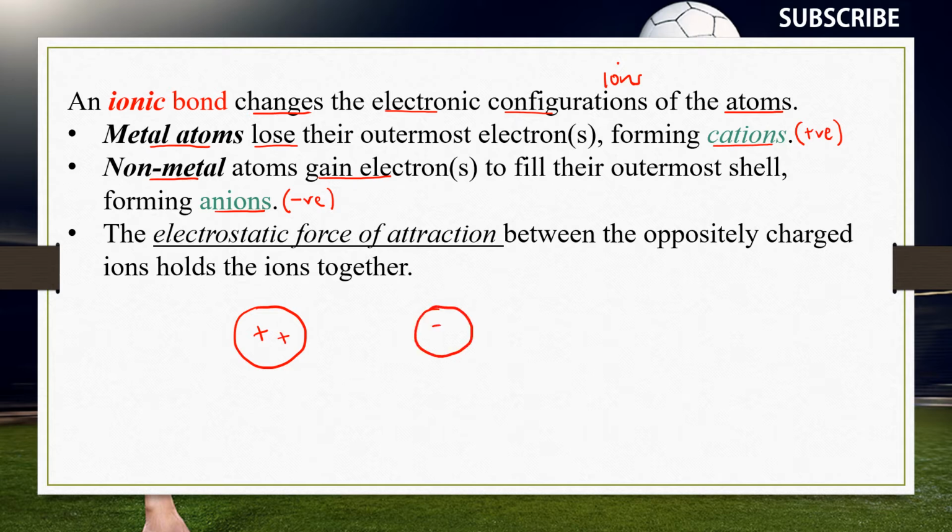So when you have a cation which is positively charged, and then you have a negatively charged ion, we shall always have a force between these two. And this force is the electrostatic force of attraction that we are talking about here. It's this force that will always keep these different ions together, and it's what we shall call the ionic bond.